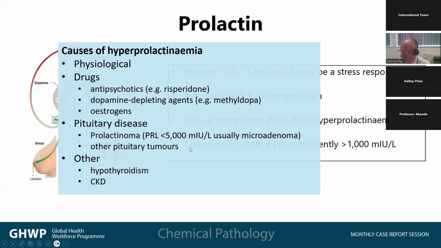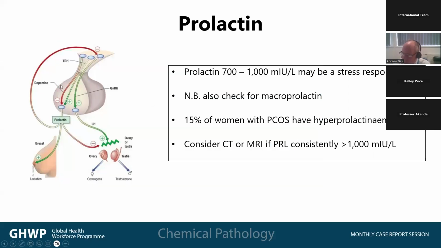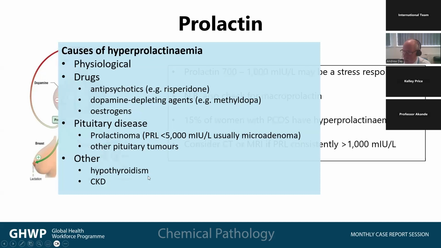Then there's pituitary disease. If there is a significantly raised prolactin of less than 5,000, it's usually a microadenoma. A level greater than 5,000 might well be a much larger tumour, a macroprolactinoma. And other pituitary tumours, which of course could bisect the stalk and cut off that dopamine inhibition and therefore allow increased prolactin production. Hypothyroidism, by its effect on TRH, and chronic kidney disease.